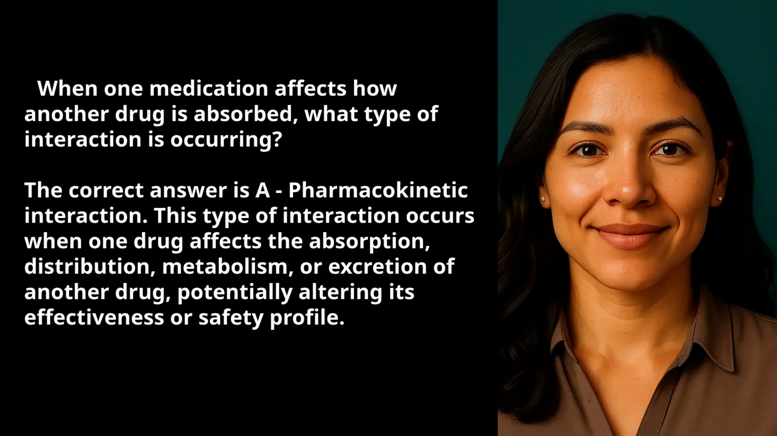When one medication affects how another drug is absorbed, what type of interaction is occurring? The correct answer is A, pharmacokinetic interaction. This type of interaction occurs when one drug affects the absorption, distribution, metabolism, or excretion of another drug, potentially altering its effectiveness or safety profile.